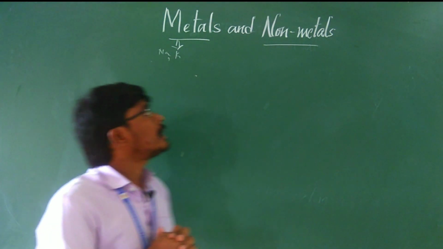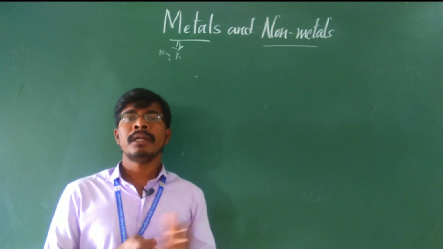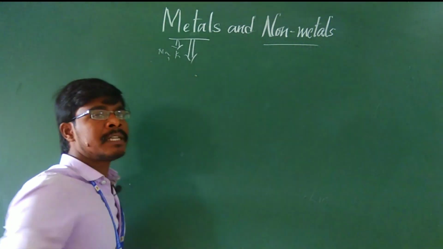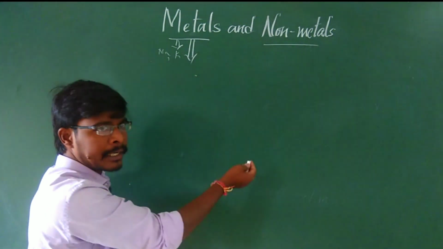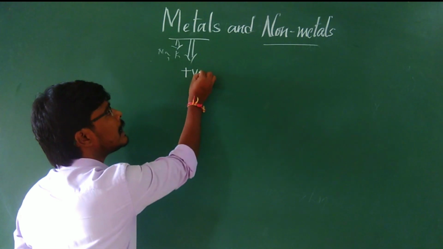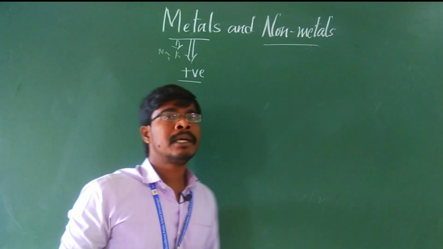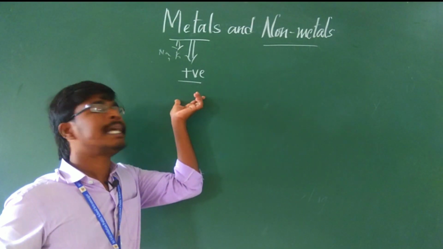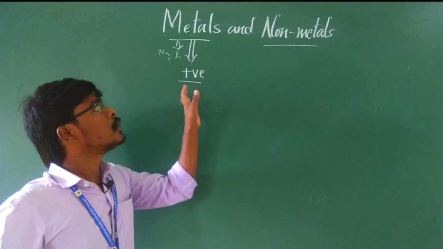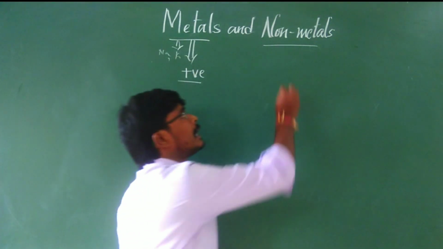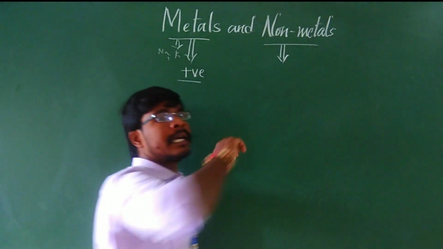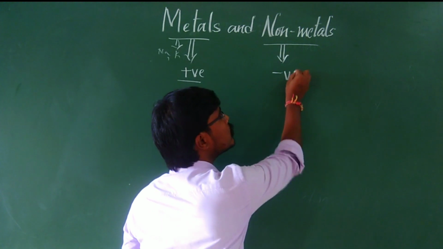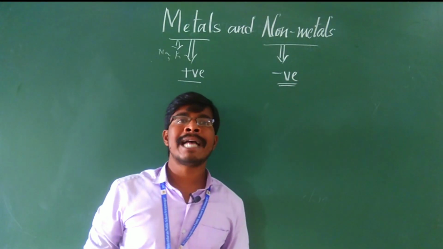We can also give a different definition based on property. Metals are the elements which have an ability to lose electrons. By losing electrons, they form electrically positive charged particles. Those are called metals. And the elements which have the capacity to gain electrons, by gaining, form electrically negative charged particles. Those are called non-metals.